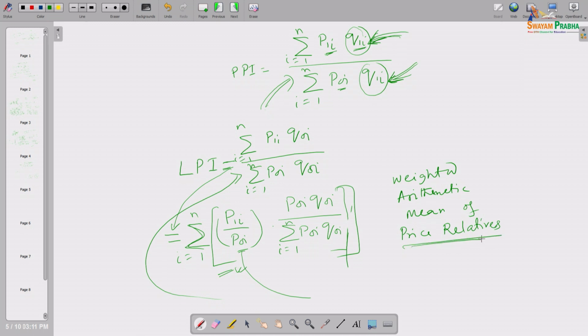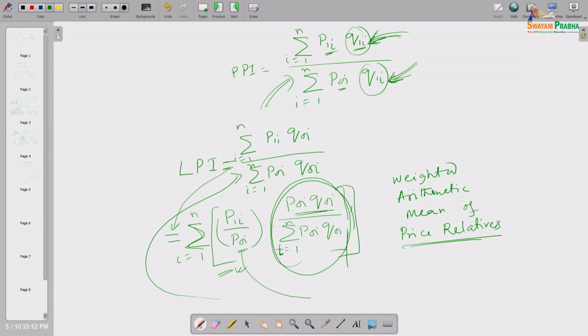The ith commodity's price relative is given weight with the share of the ith commodity in the consumption basket, because P0i Q0i is what? The ith commodity's total expenditure, and sigma P0i Q0i is what? When you are taking sigma over i, it is the entire consumption basket expenditure.